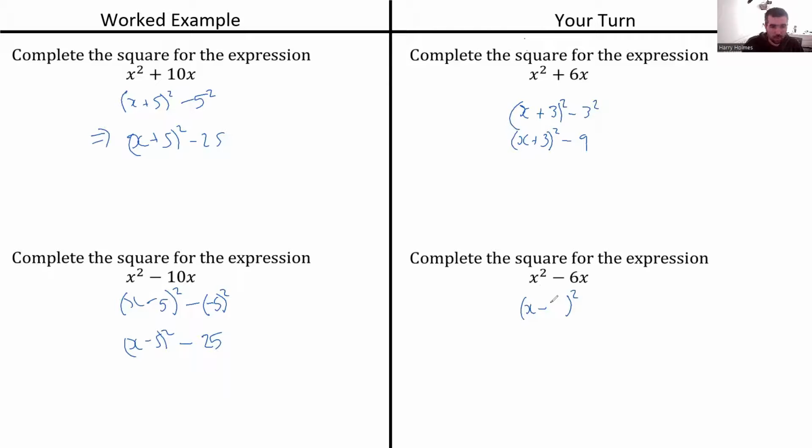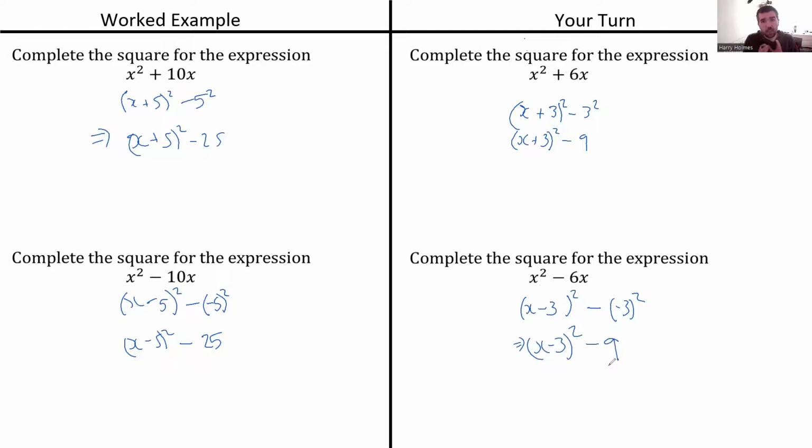The second question, again, our square bracket will be x, half of that minus 6, which is minus 3. So x minus 3 squared. Subtract this number squared. So subtract minus 3 squared, which gives us x take 3 squared minus 3 times minus 3 is plus 9. So minus 9.